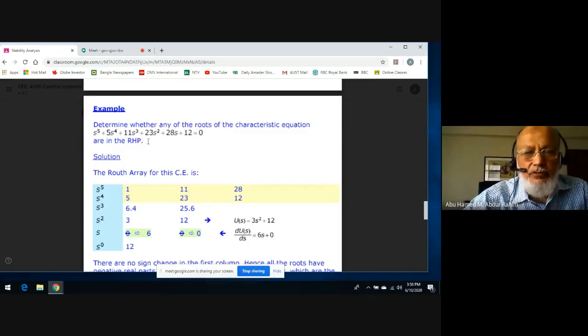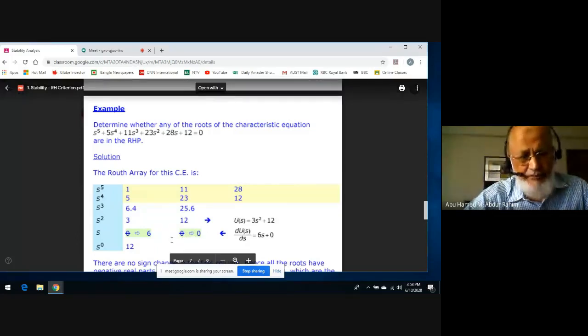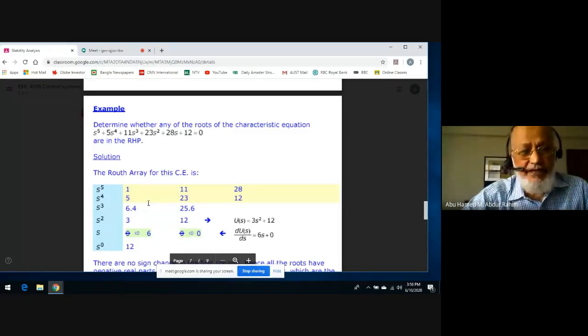So once we get the problem, this also says the same thing. Determine whether any of the roots of the characteristic equation are in the right half plane. The question can be asked differently. Determine the stability of the closed loop system. Could be like this also. The language could be different.